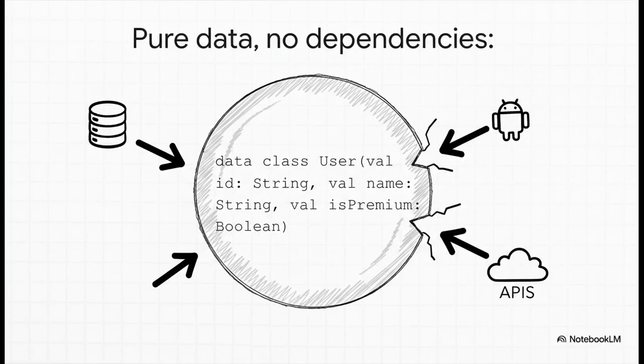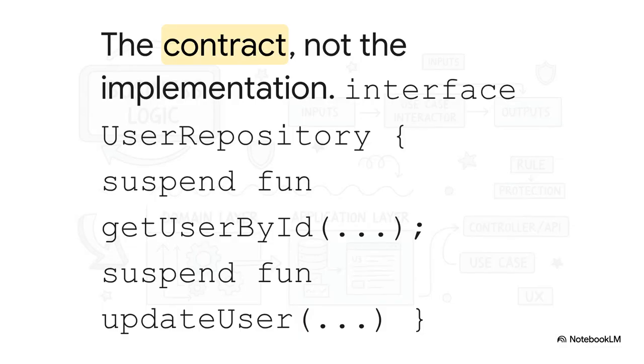Okay, here's our user entity. Just look at it. It's so simple, right? It's just a Kotlin data class. Notice what's not there. No Android imports, no database annotations. It's completely independent. This is what we mean by a pure, self-contained model living right at the heart of your app's domain.